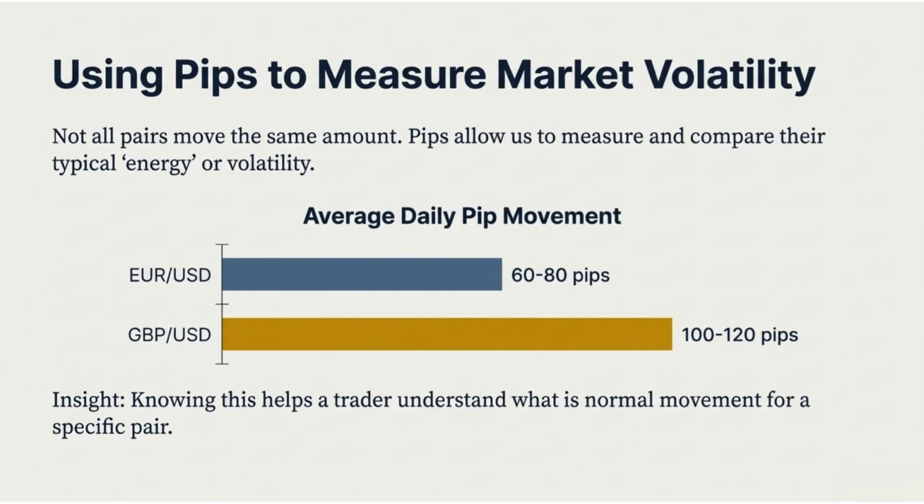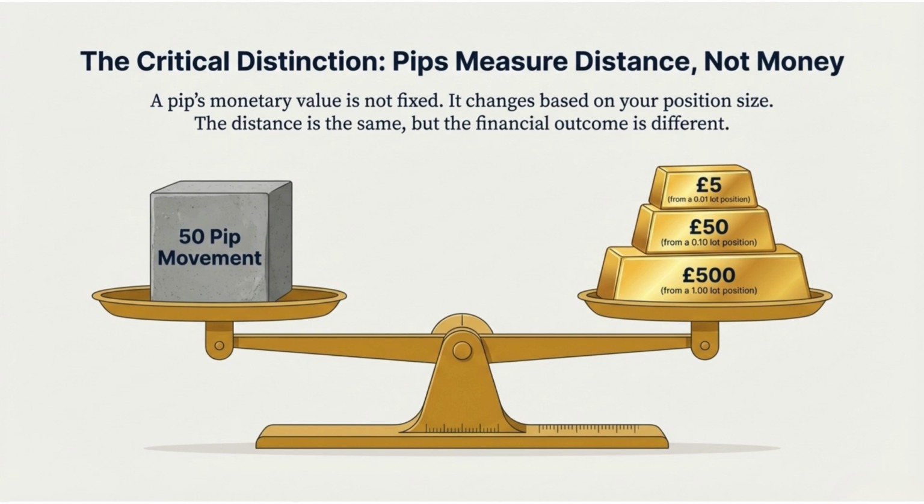This brings us to the segment that is, I think without a doubt, the most critical aha moment for any beginner. It's also the source of the most common and, frankly, the most costly confusion, separating distance from value. The critical distinction. We have to emphasize this as clearly as we can and probably repeat it.